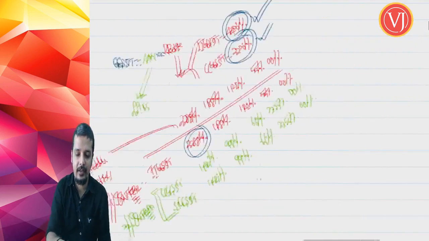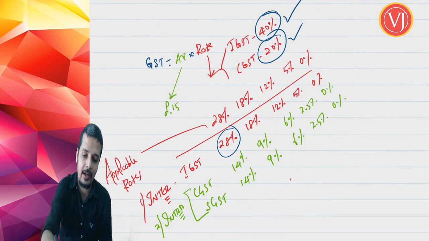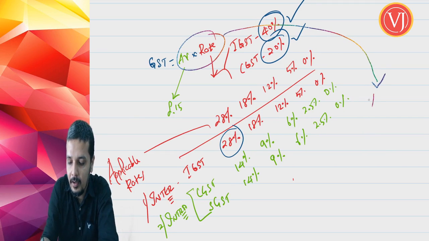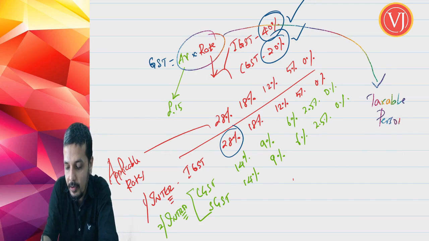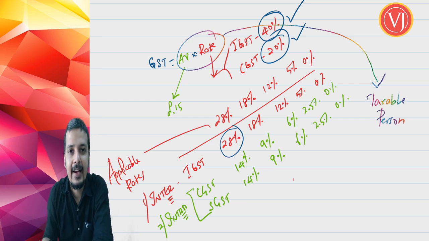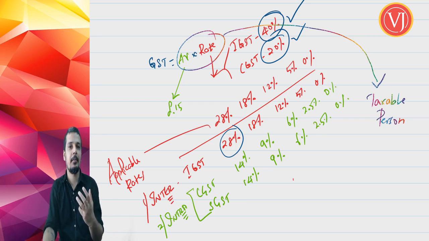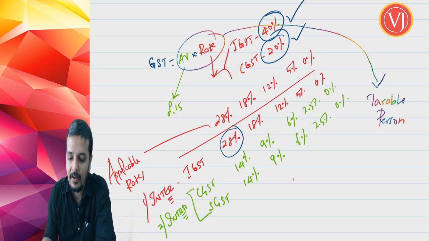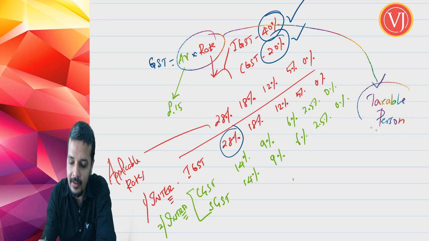Once you have calculated your GST by using this assessable value multiplied by the rate, the moment you calculate your GST, then you should ask who is going to pay. The person who is going to pay should be a taxable person. Don't call it just person, he should be a taxable person. We have the definition of taxable person which we are going to discuss in some time. And that taxable person has to pay.